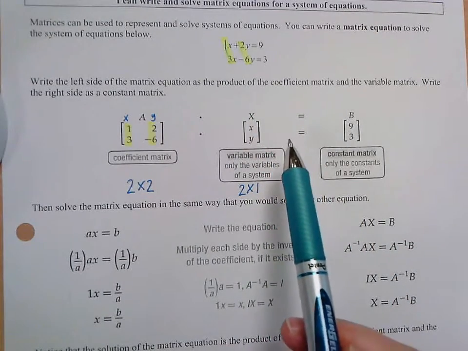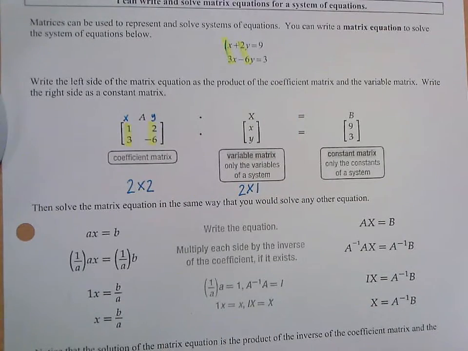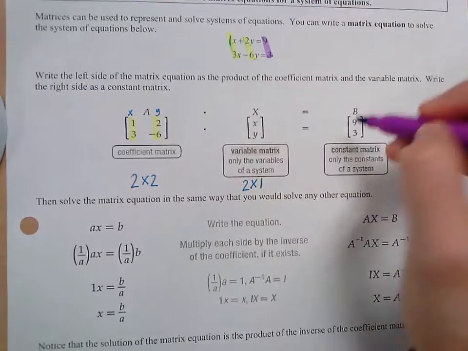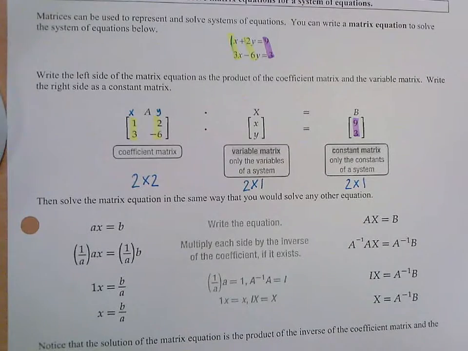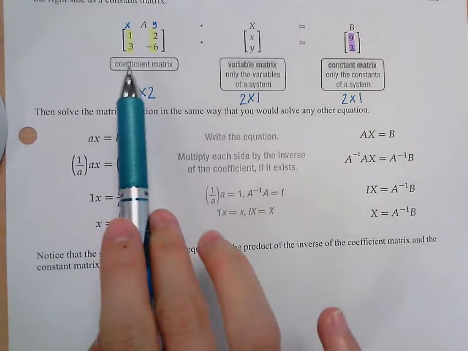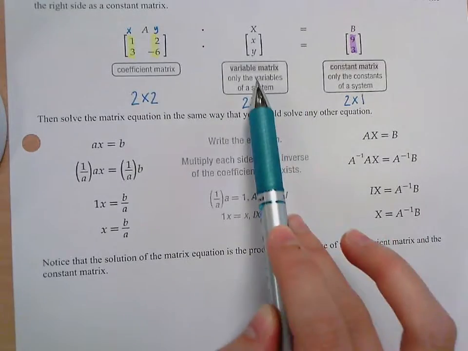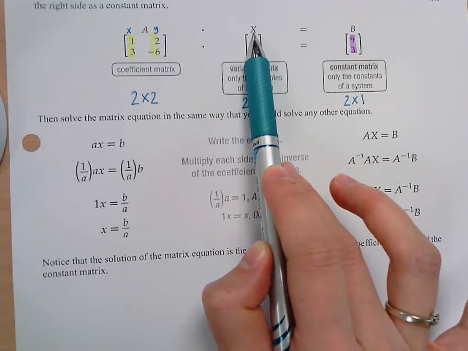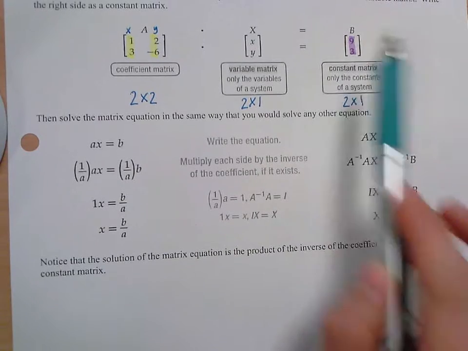And then you set it equal to, you write the right side of your system as a constant matrix. So our constants go in their own matrix, and that is also always going to be set up as a 2 by 1 matrix. So just 1 column. And then these are the steps you would take to solve it. So if I ask you to write a matrix equation, this is it. Notice they're calling the coefficient matrix matrix A. The variable matrix they call matrix X because you're always solving for the variable. And then the constant matrix they refer to as matrix B.